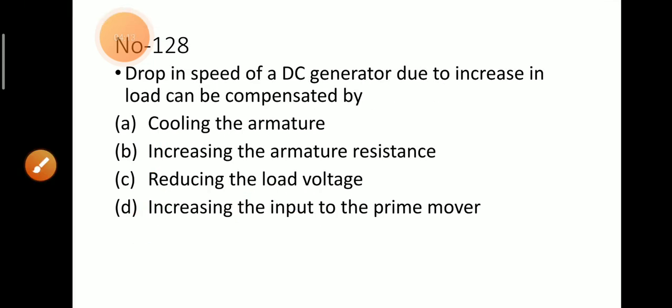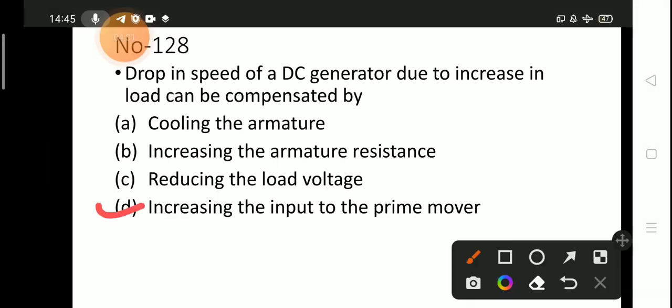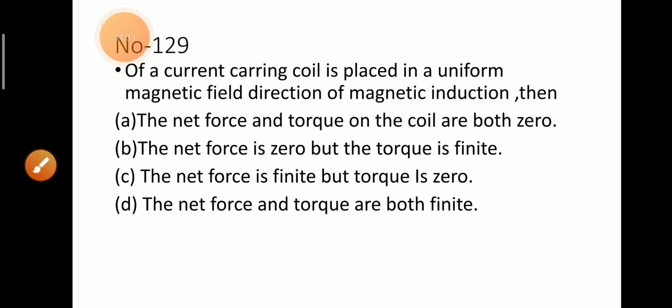Okay, next question. Drop in speed of a DC generator due to increase in load can be compensated by A. cooling the armature, B. increasing the armature resistance, C. reducing the load voltage, D. increasing the input to the prime mover. And the answer is D, increasing the input to the prime mover.